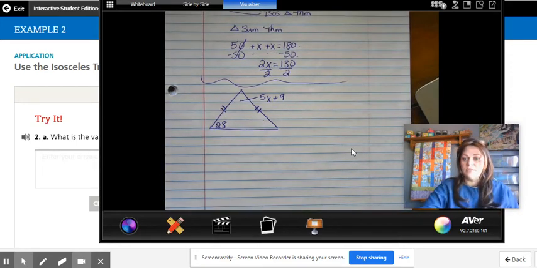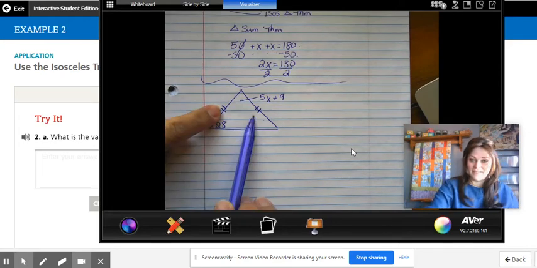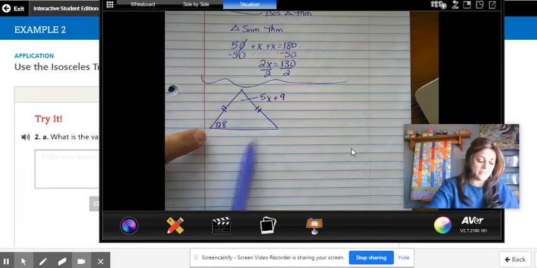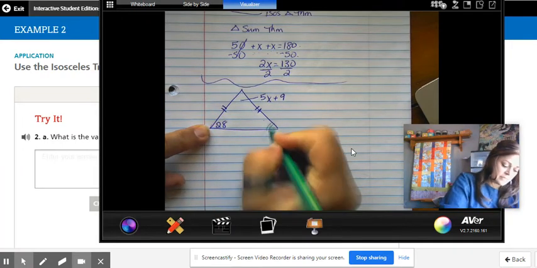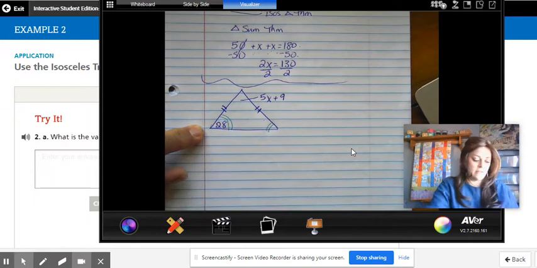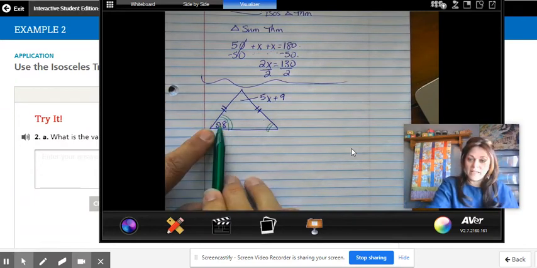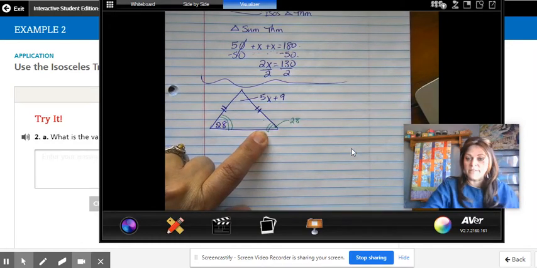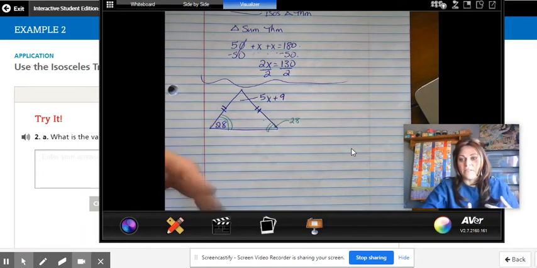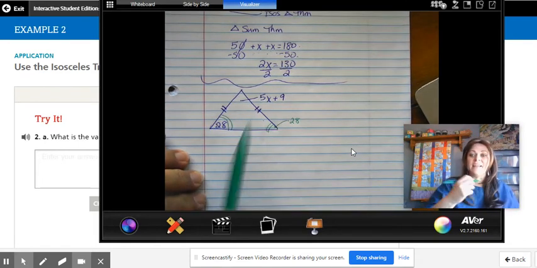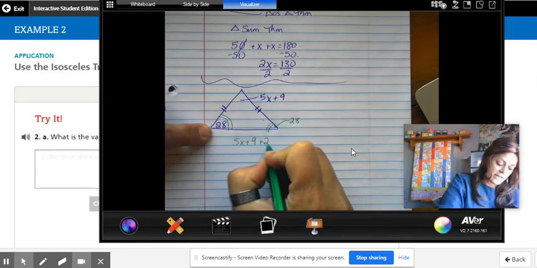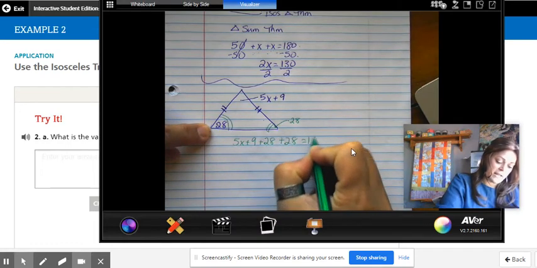So what do you think I should do? These tick marks mean something. And by the isosceles triangle theorem, that should tell you something about these angles down here. Those should be the same. So if this is 28, this is 28. So that's 28 degrees. And then I think, okay, well, I've got 28, so what? I need to solve for x. So then I think triangle sum, 5x plus 9 plus 28 plus 28 equals 180.